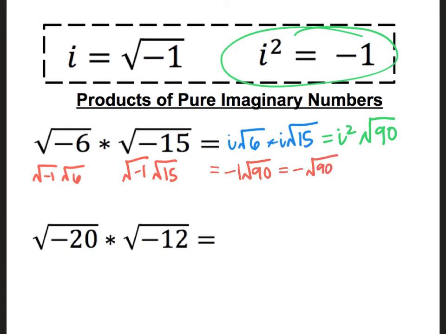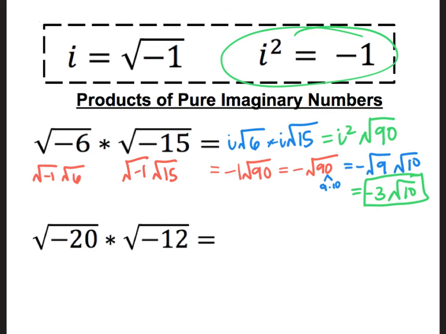From here I'm looking for a perfect square that goes into 90. I know you can divide 90 by 9, so really I have the negative square root of 9 times the square root of 10, because I know 90 is 9 times 10. If I take the square root of 9, I get 3, so my final answer is going to be negative 3 square root of 10. I know I'm done because I can't take the square root of 10 and get a whole number.